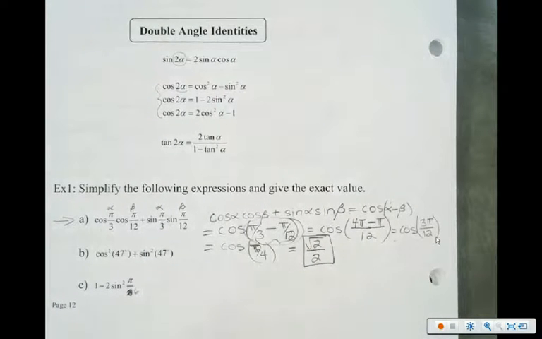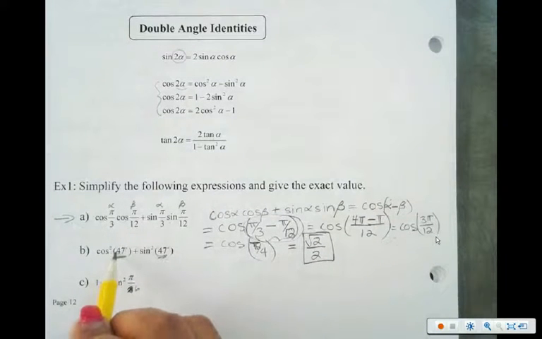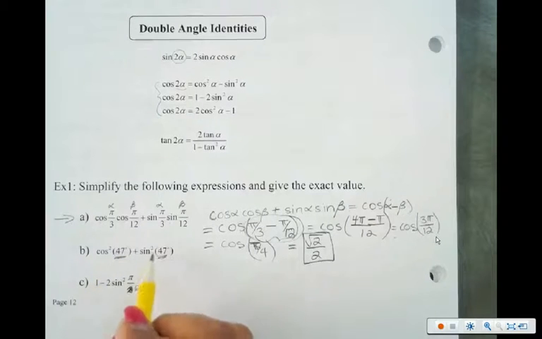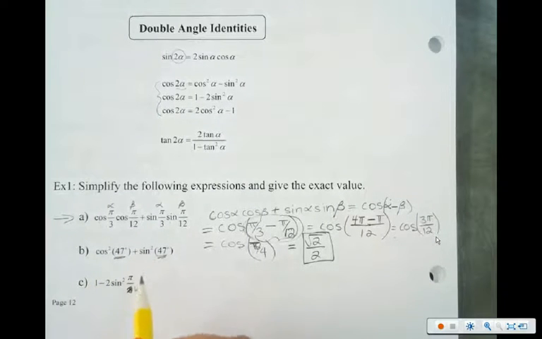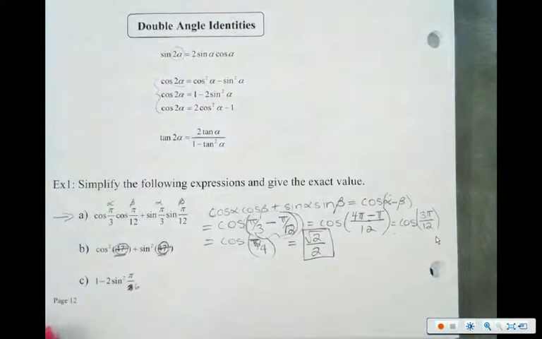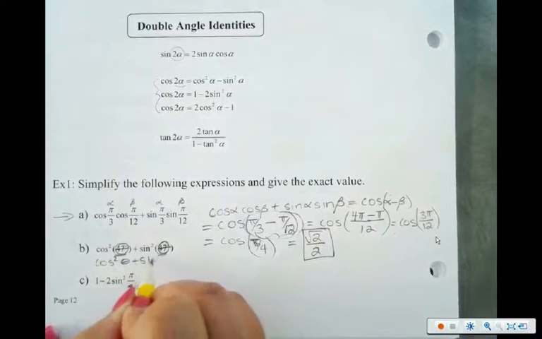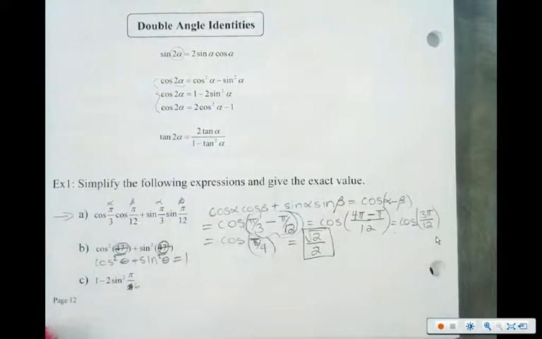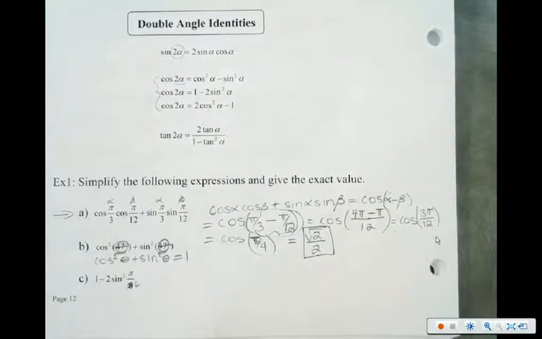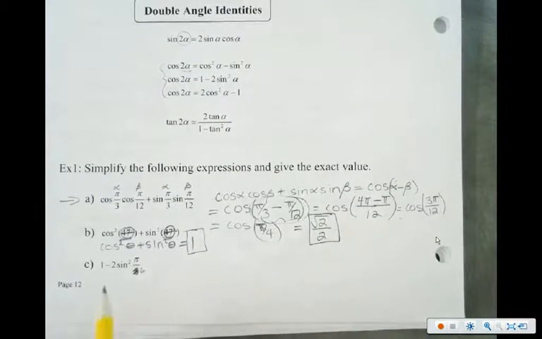Okay. Now, if we're looking at B, it's not a special angle or an exact value right here. It's cos squared of 47 degrees plus sine squared of 47 degrees. Well, what do you notice about the identities? What identity could we replace here? If I just had a theta here and a theta here, what would you notice? You've got cos squared theta plus sine squared theta, yeah, equals 1. So what is the answer to B? 1.